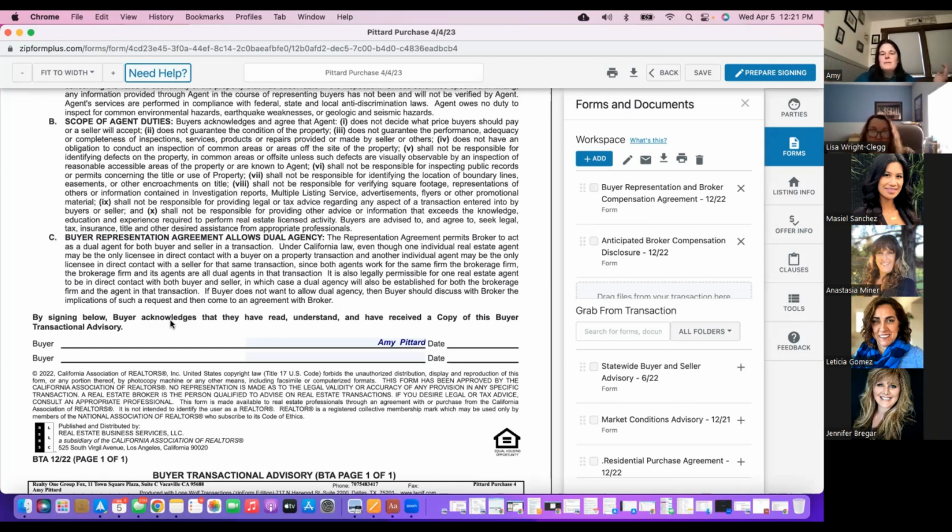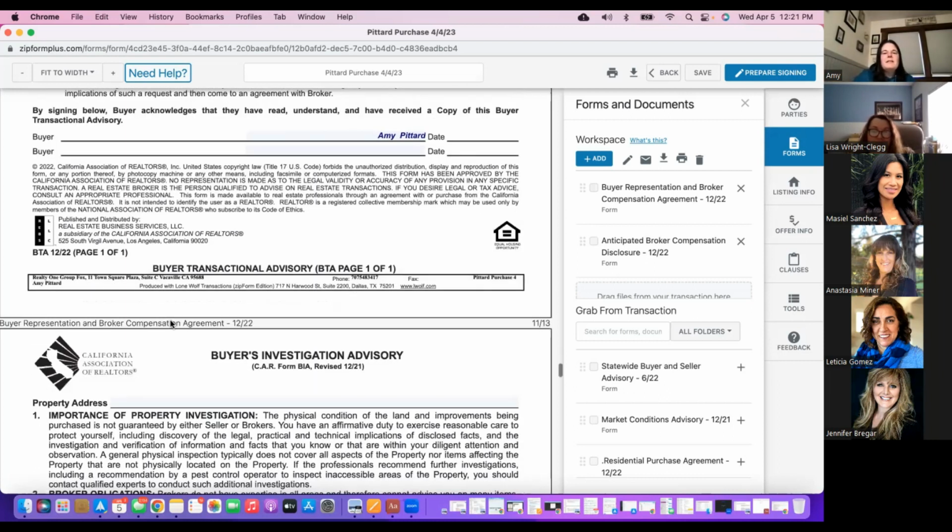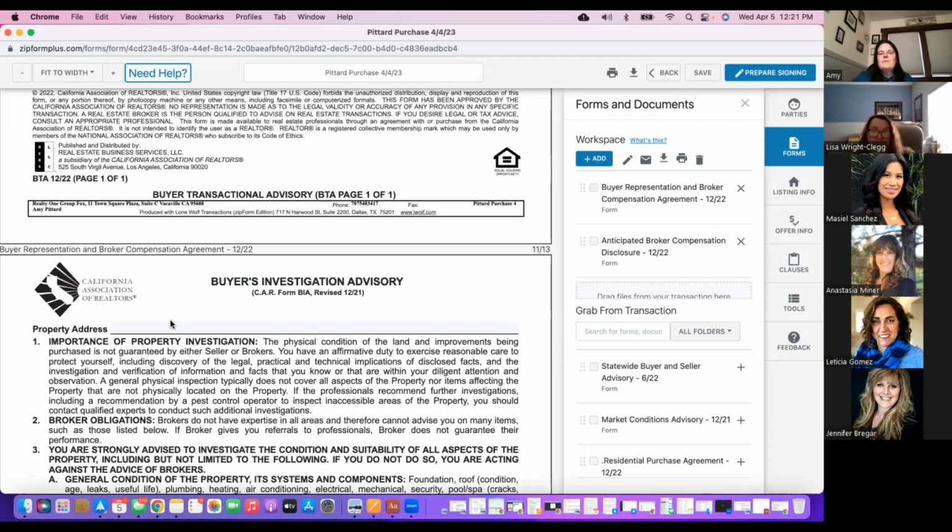See, it's a good form. Thank you for introducing this form, our forms library. I appreciate it. And then we have the buyer. Now, it'd be nice if they combined these all into one form, but whatever.